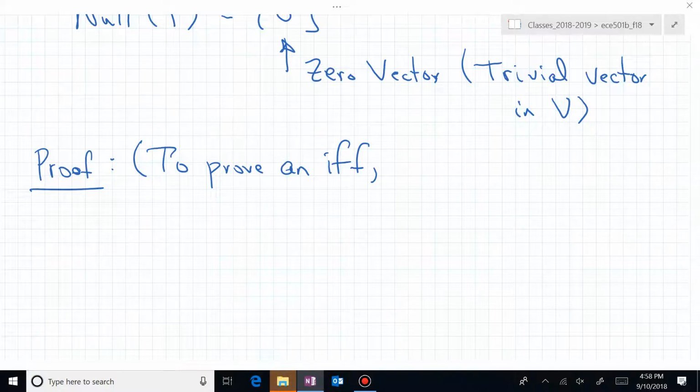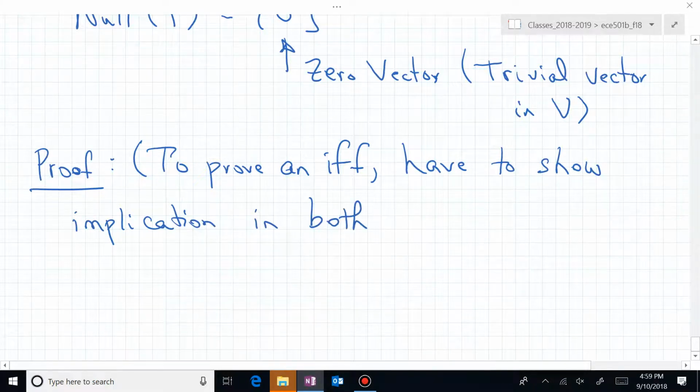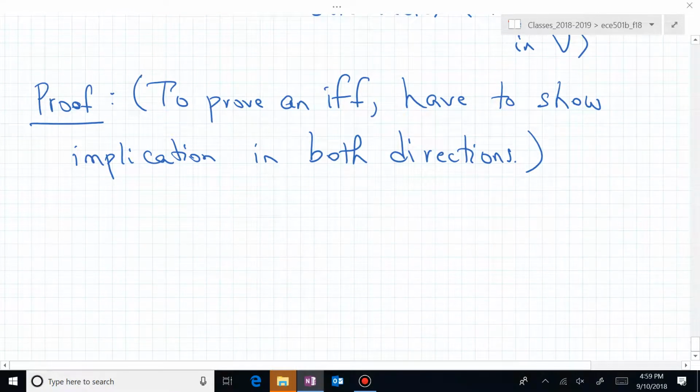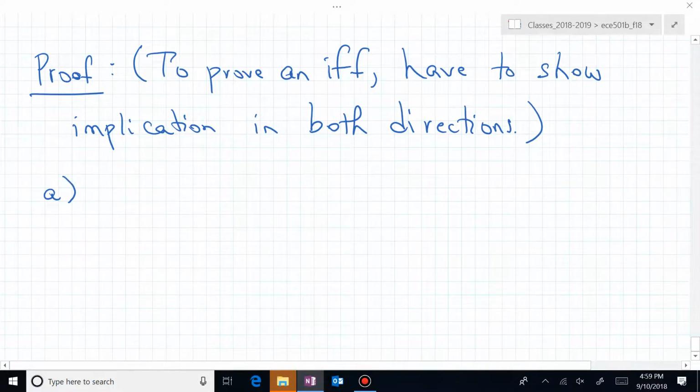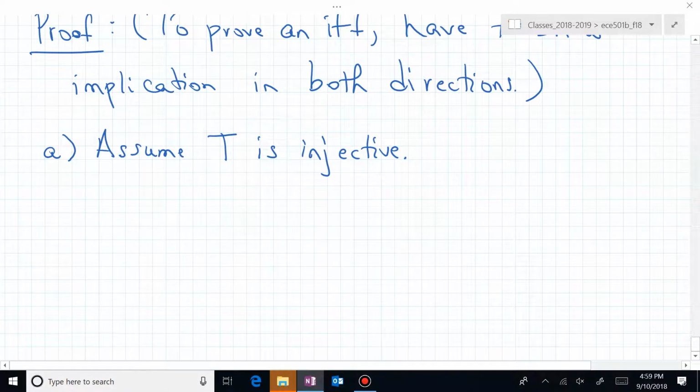Let's move on. So here we have this IFF, if and only if. To prove an IFF, we have to show implication in both directions. So we need to show that the conditional holds both ways. If A, then B. If B, then A. So first, let's assume one of those parts. So now let's assume that this linear map is injective. We know it's a linear map, so assume this linear map is injective.